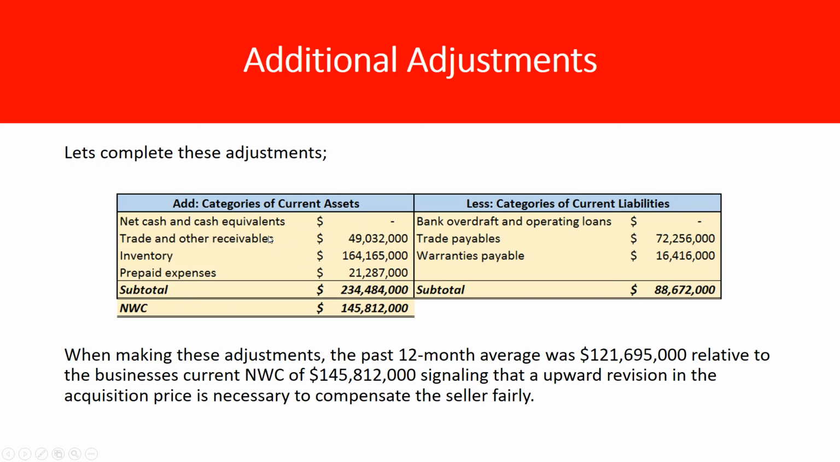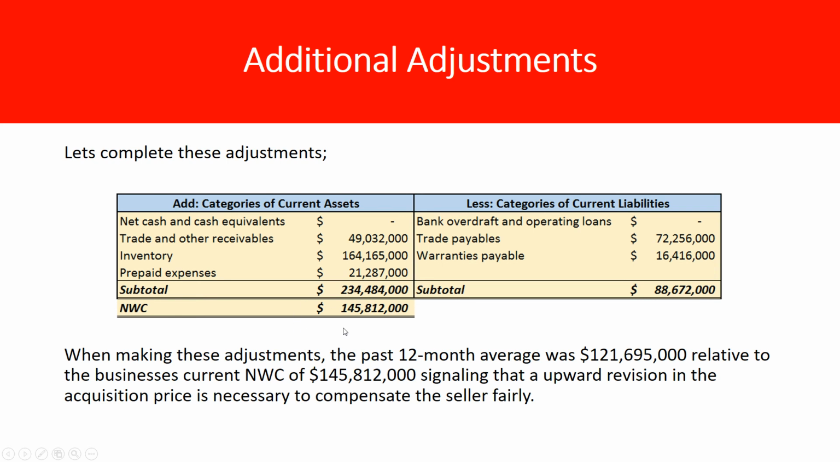The subtotal for all of these values is $234 million in current assets, less $88 million. So our net working capital, the amount that we feel is fair to the ongoing business, is $145 million. So when making these adjustments, the past 12-month average is only 121 relative to the business's current net working capital of 145, signaling that an upward revision in the acquisition price is necessary to compensate the seller fairly.